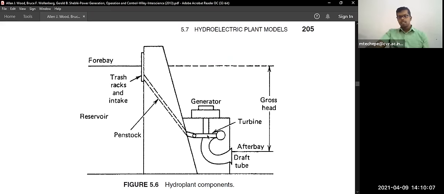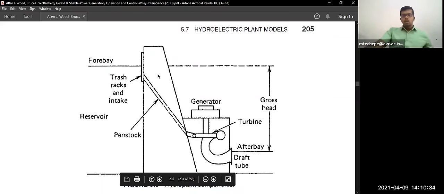So the water is hitting the turbine, this is the turbine. This turbine will rotate, it is being coupled with a generator. After that, the waste water will be there. That waste water will flow through this draft tube. This draft tube will go to the next stage of the dam. And in this next stage, you will also find the crosshead of the dam.